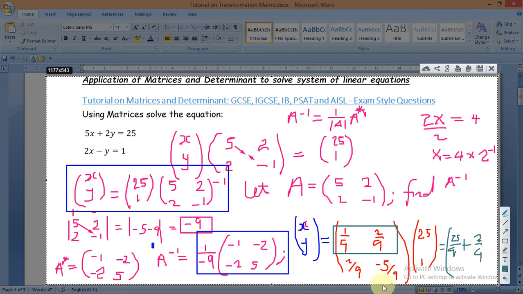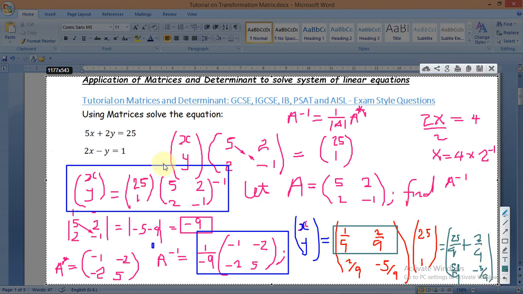How about the bottom one? 2 over 9 times 25 over 9, that will be 50 over 9. And similarly, minus 5 over 9 times 1, that is minus 5 over 9. So guys, just take your calculator to complete that.